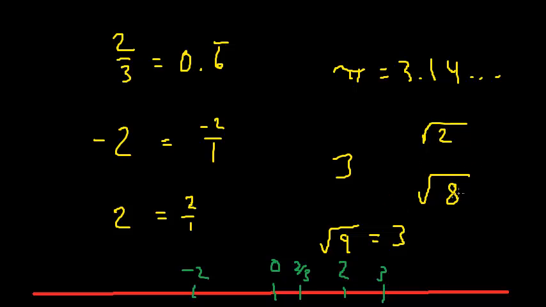The square root of 8 we saw was 2.8 something, so it's going to be between 2 and 3. So we have our square root of 8. And then the square root of 2 is going to be right about here, right around 1.4. And then pi will be a little greater than 3, right around 3.14. Here's our pi. So that is the correct order for all of our real numbers.